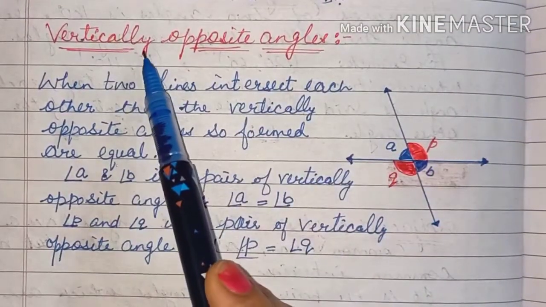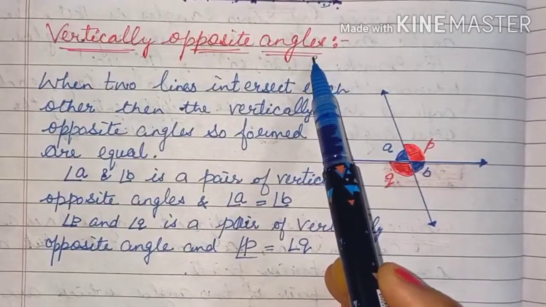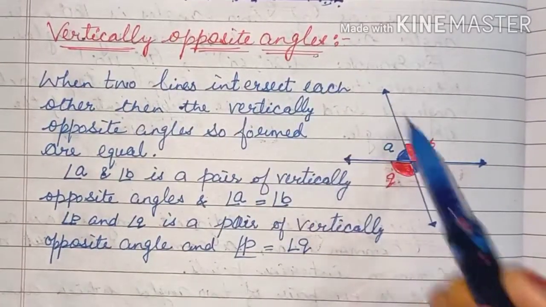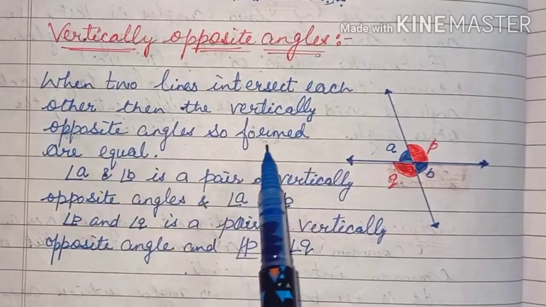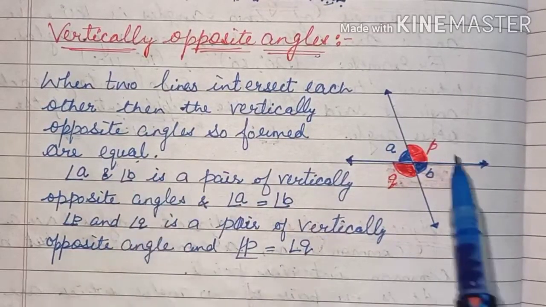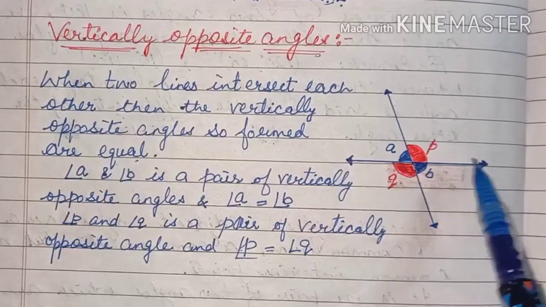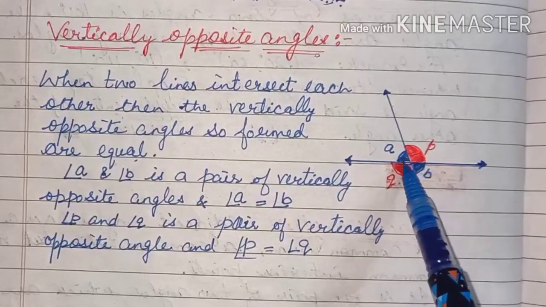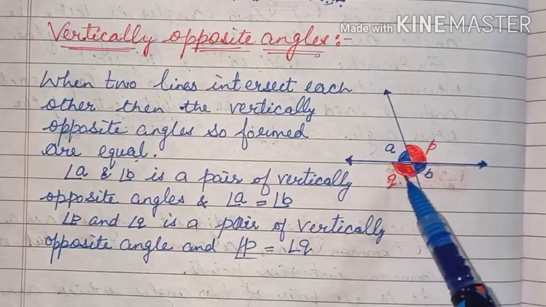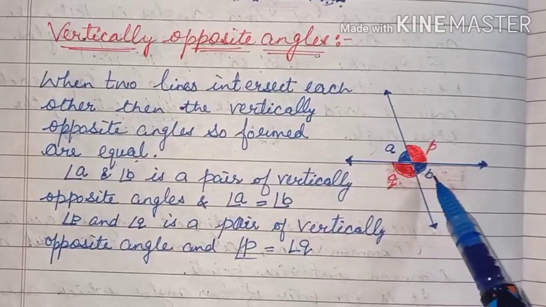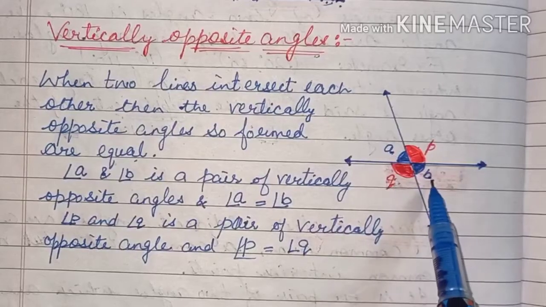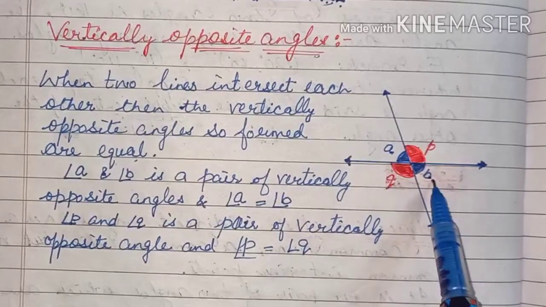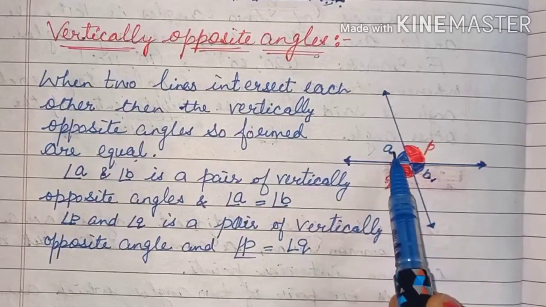Next one is vertically opposite angles. When two lines intersect each other, the vertically opposite angles so formed are equal. Here when two lines are intersecting, four angles are formed, 1, 2, 3, 4, and the angles which are opposite to each other will be equal. So here A is opposite to B. These are a pair of vertically opposite angles and they will be equal.